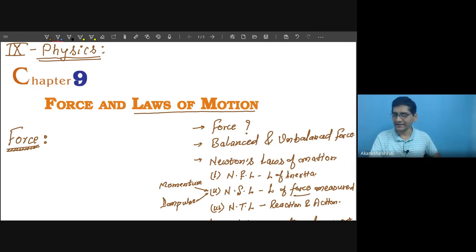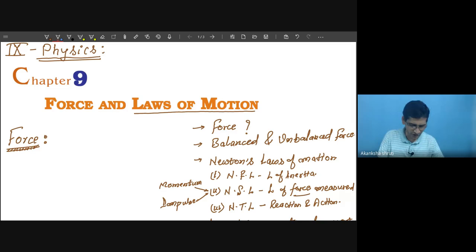So first we will start with what is force, the definition of force, the types of force, meaning balanced and unbalanced force, then the laws governing this force that we will learn. The laws governing this force are three, called Newton's laws of motion. Students, what is force?